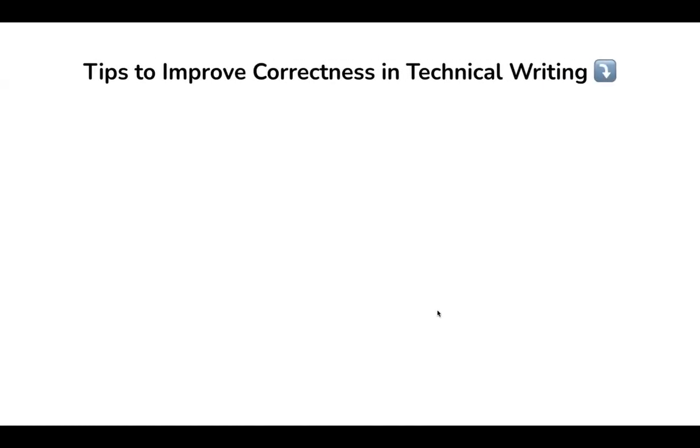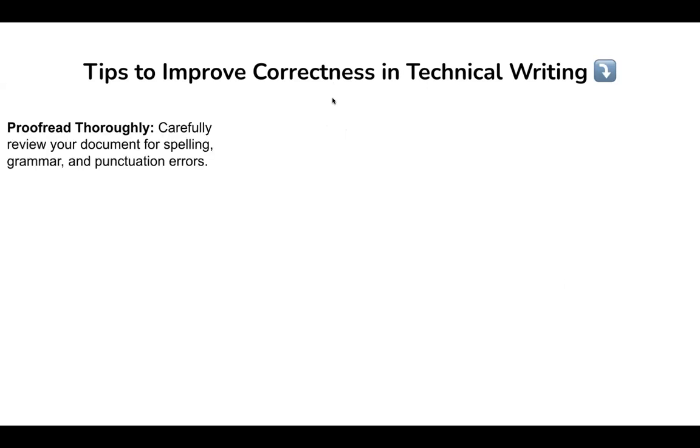Moving on, improving correctness. Okay, so tips to improve correctness in your technical content. Proofreading thoroughly. You need to proofread it thoroughly and properly to review it for spelling, grammar, and punctuation errors. Proofreading is very, very important because if you don't read it over and over again, you won't be able to understand where and what you should improve on, right? So that's like the first thing you want to do when you want to improve correctness in your article.